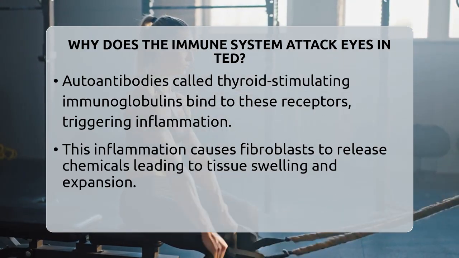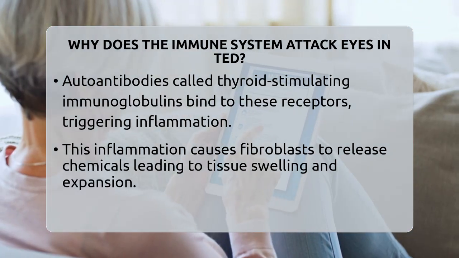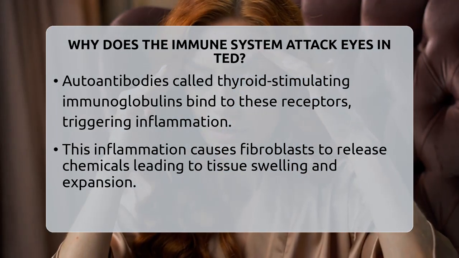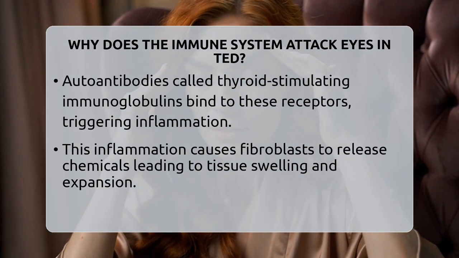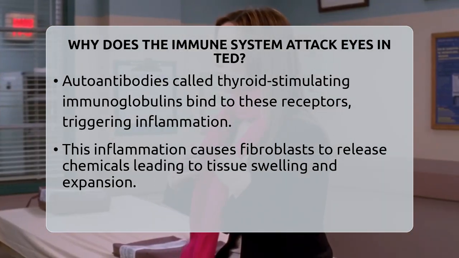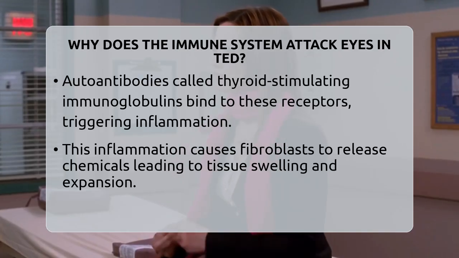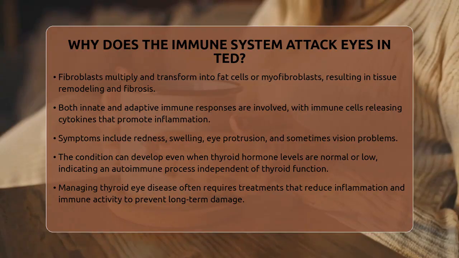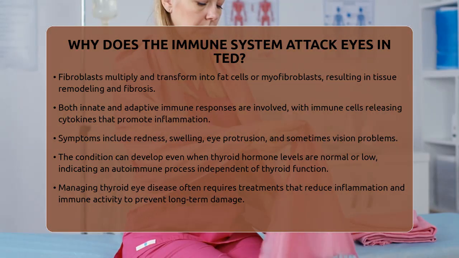Interestingly, although thyroid eye disease is linked to Graves' disease, it can occur even if thyroid hormone levels are normal or low. This shows that the eye condition is a semi-independent autoimmune process, not just a consequence of thyroid hormone imbalance. That's why simply controlling thyroid hormone levels often doesn't fully resolve the eye symptoms.